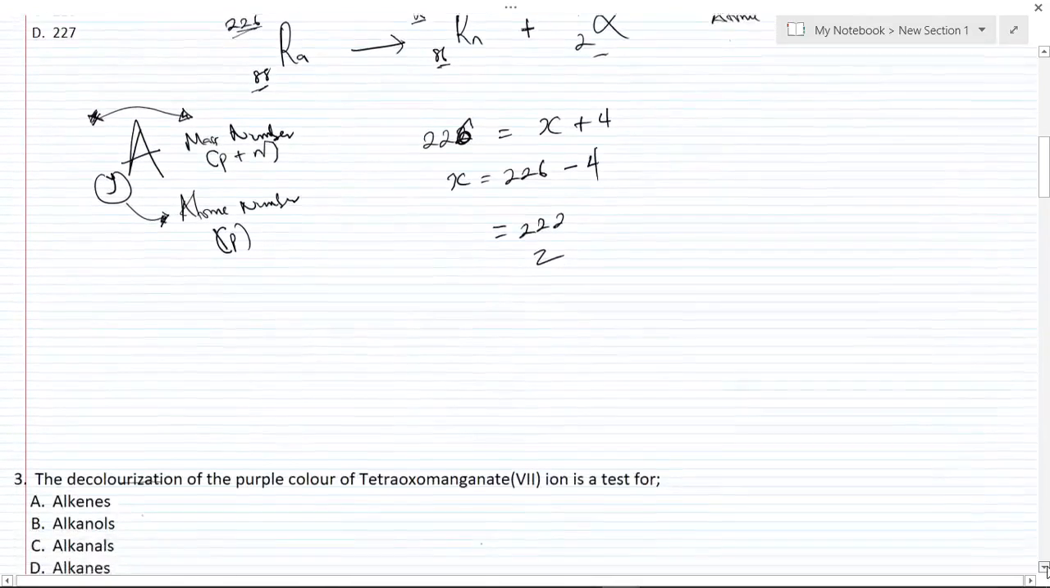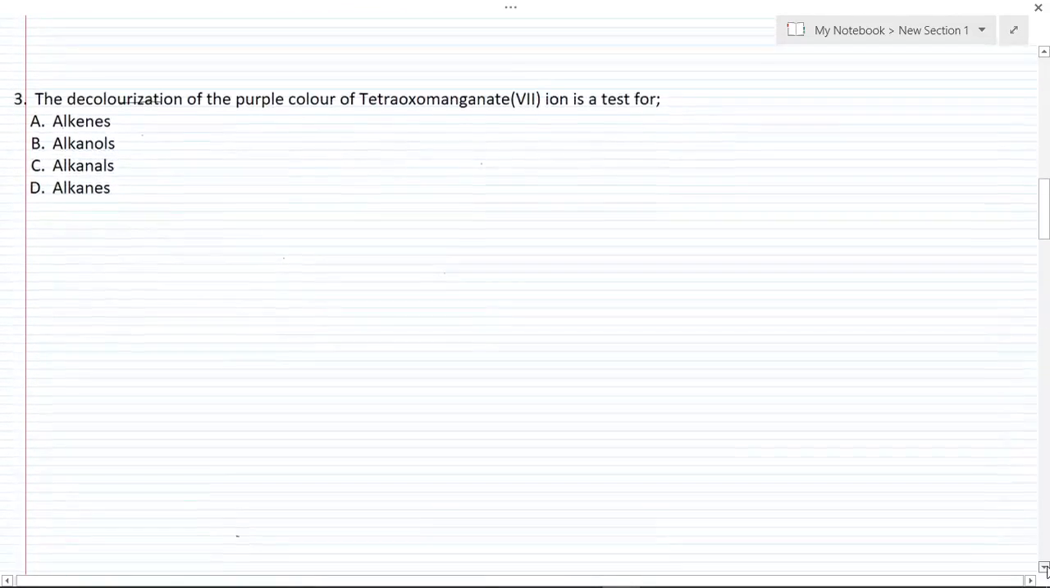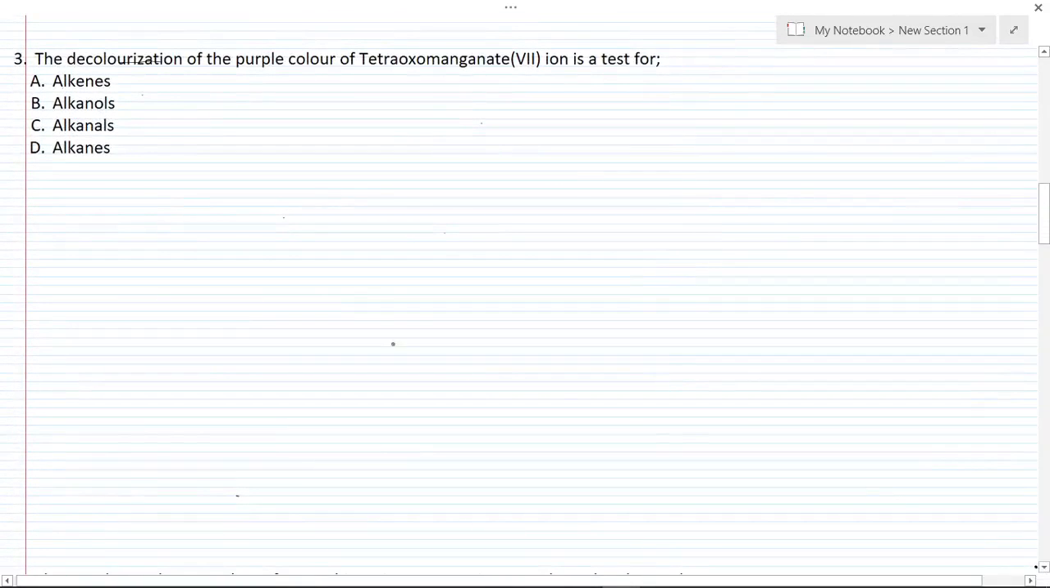So moving on, we move on to question 3. Question 3 says, the decolorization of the purple color of tetraoxomanganate VII ion is a test for A. Alkanes, B. Alkanols, C. Alkanals, D. Alkenes.